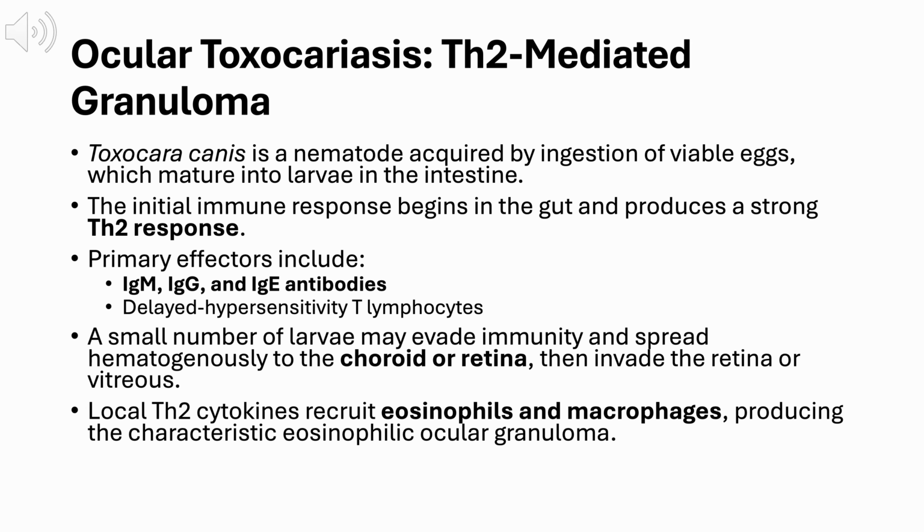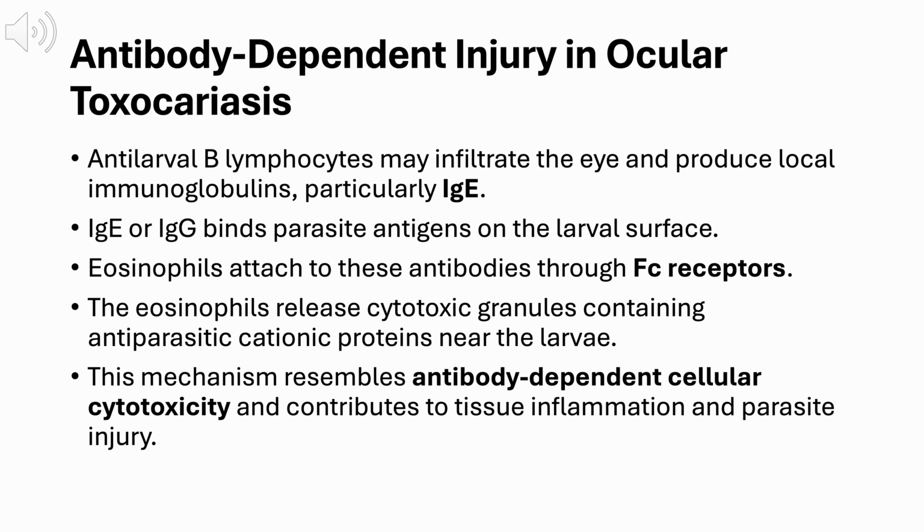Let's zoom in on precisely how tissue injury happens in ocular toxocariasis, because it's a beautiful example of antibody and cells cooperating. Anti-larval B lymphocytes may infiltrate the eye and produce immunoglobulins locally, particularly IgE, the Th2 signature antibody. That IgE, or IgG, then binds parasite antigens displayed on the larval surface, effectively tagging the larva. Now the effector step. Eosinophils attach to those bound antibodies through their Fc receptors, the Fc region serving as the docking handle, exactly as our structure-function discussion predicted.